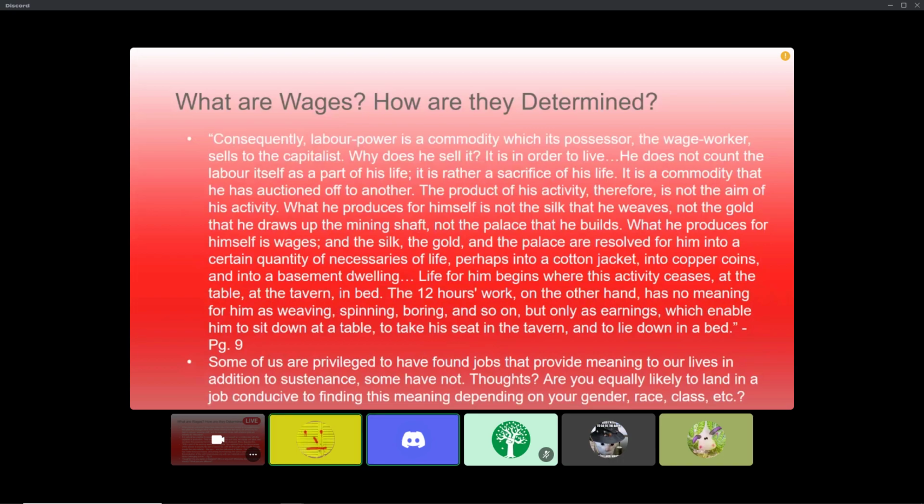Are we equally likely to land in a job that is conducive to finding this meaning depending on your gender, race, or class? Well, my thoughts on the quote is that labor, as Marx describes in the quote, this person not wanting to work because of the thing that he actively produces, is, I think, a product of the commodification of labor power. Exactly, because labor power is a commodity, so you're just selling it to get a wage.